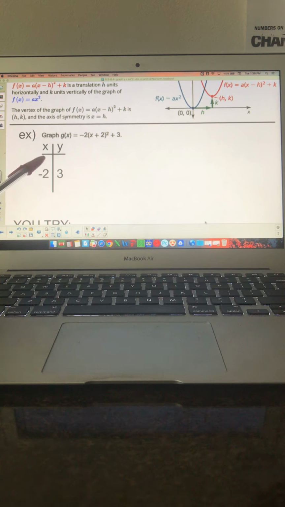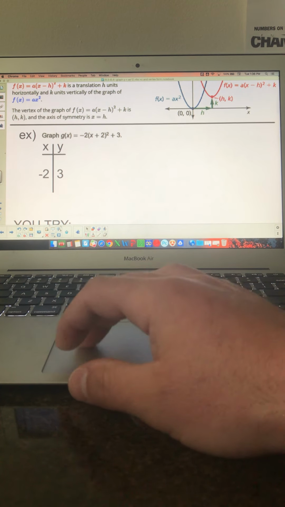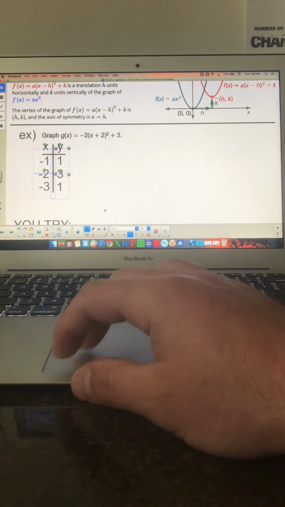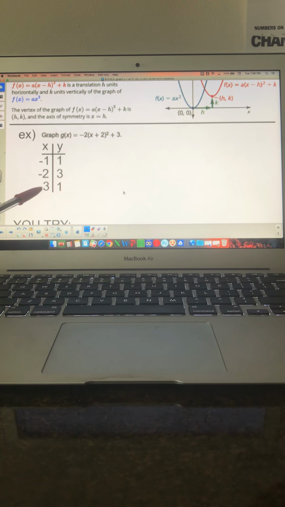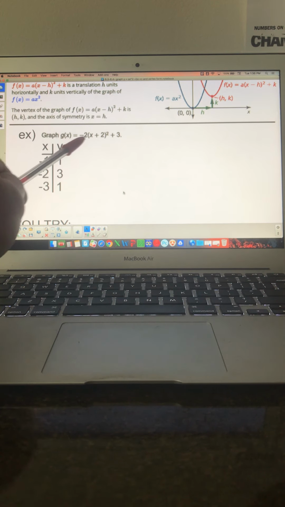Pick a point on both sides. Subtract 1, add 1. So my two numbers: when I subtract 1 it is -3, when I add 1 it is -1. When we plug them into the equation, we should get a y value of 1. They match. Remember, we're plugging those in for x.